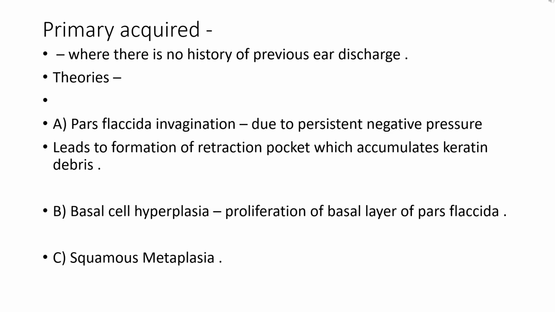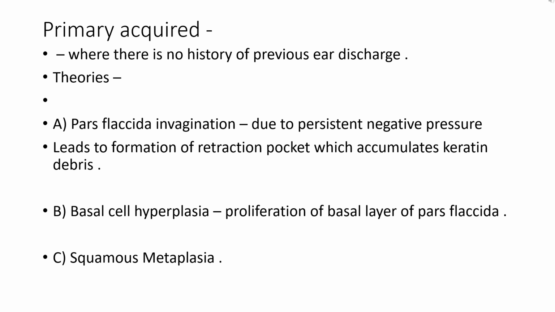Now coming to the acquired origin of cholesteatoma, as we have already discussed, acquired origin can again be divided into two categories, primary acquired and secondary acquired. So what is primary acquired cholesteatoma? If there is no history of previous ear discharge, then it will be categorized as primary acquired cholesteatoma.